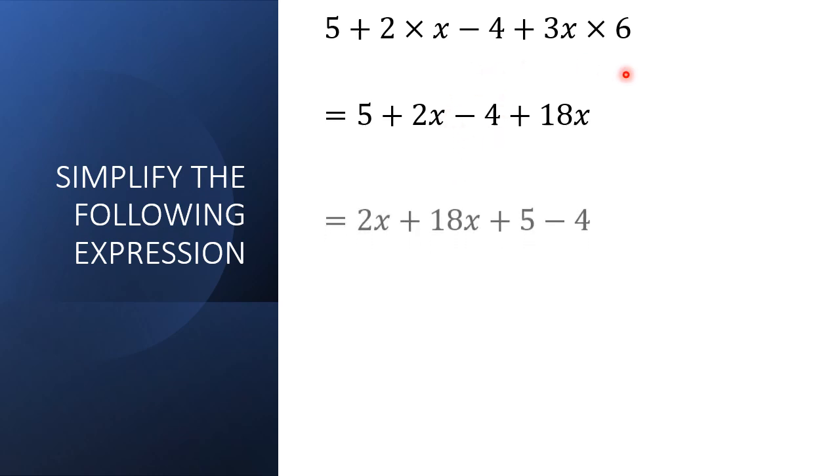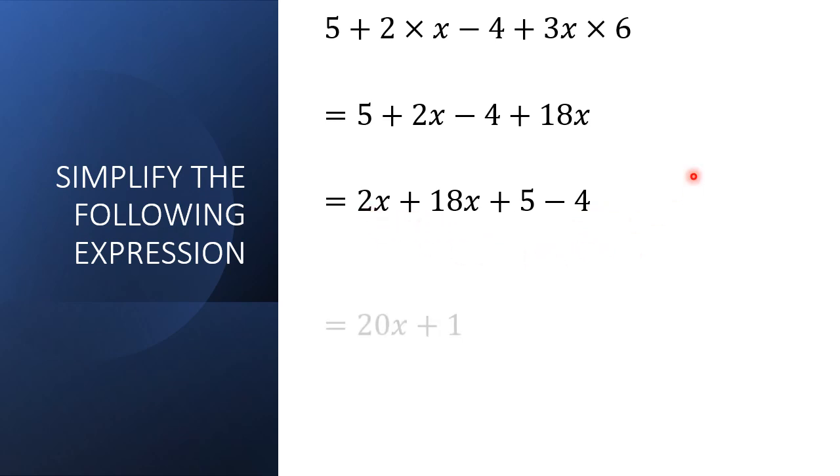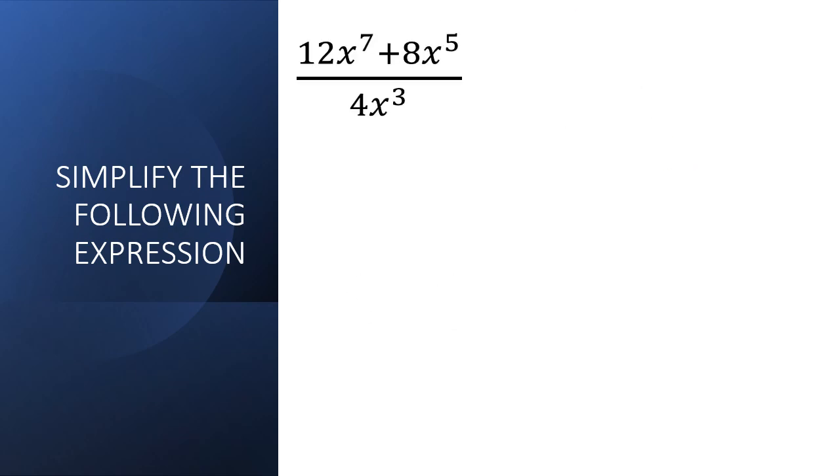So in the next statement, we have simply collected the like terms first before we could add or subtract, and then after we can add our like terms. So 2x plus 18x will give us 20x, and 5 minus 4 will give us +1. Now let's simplify the next expression.